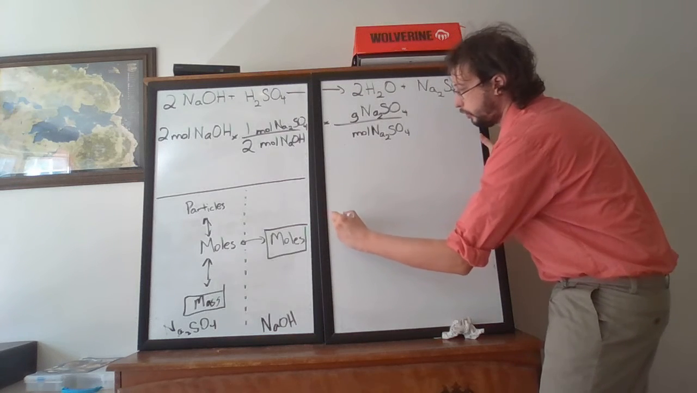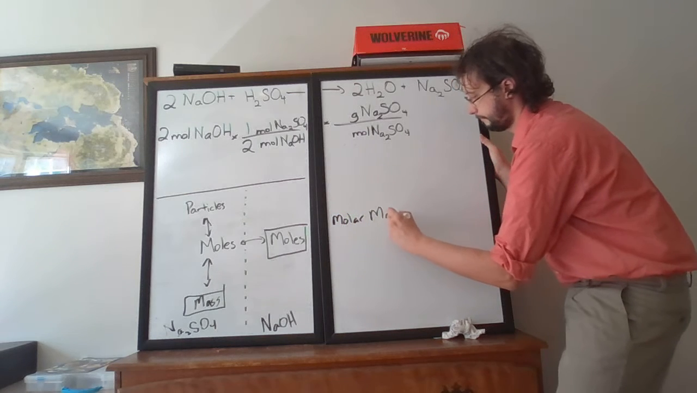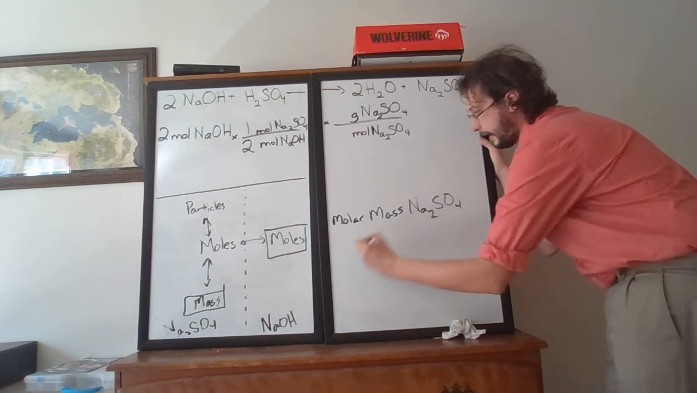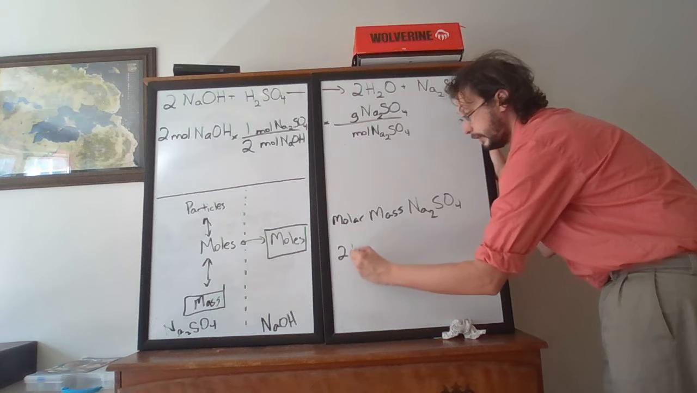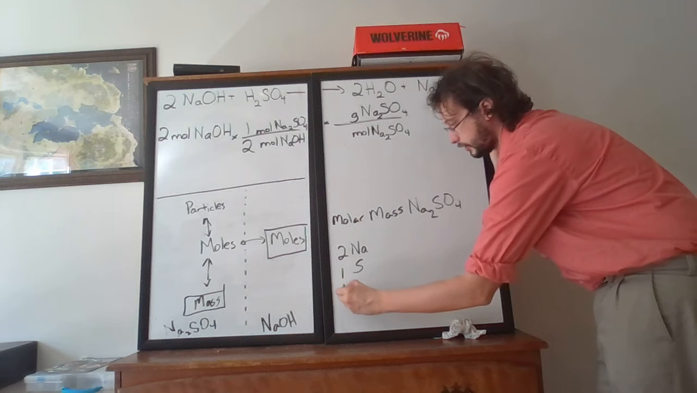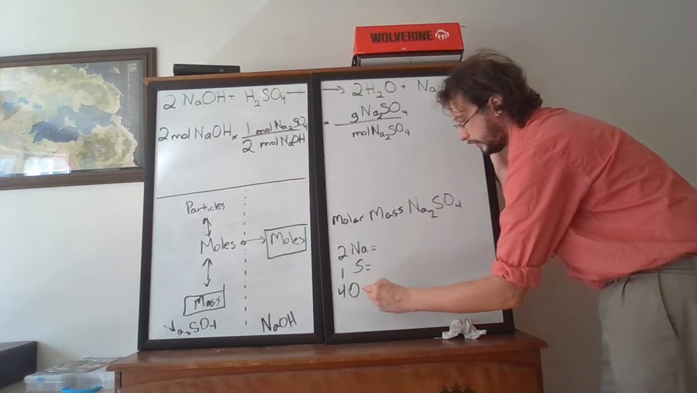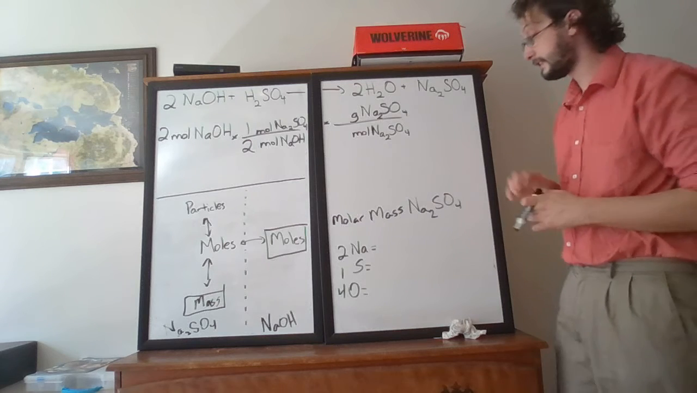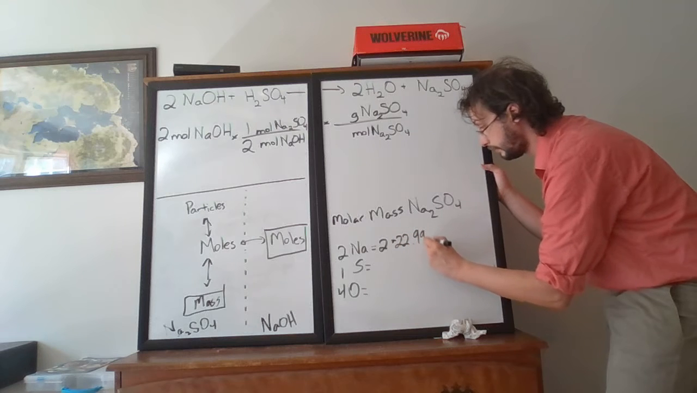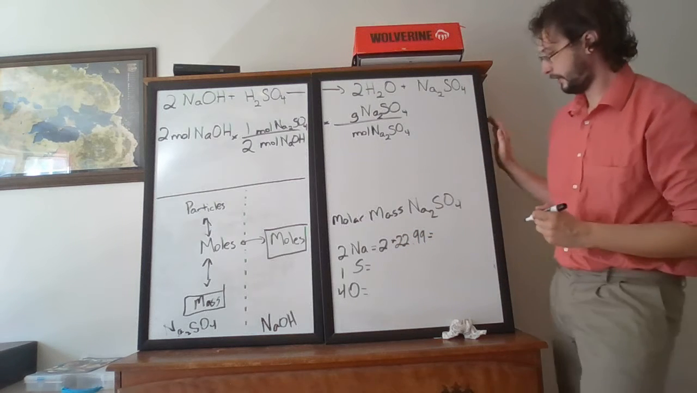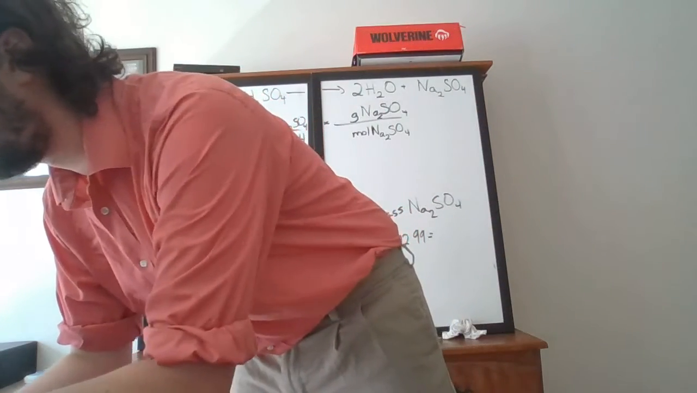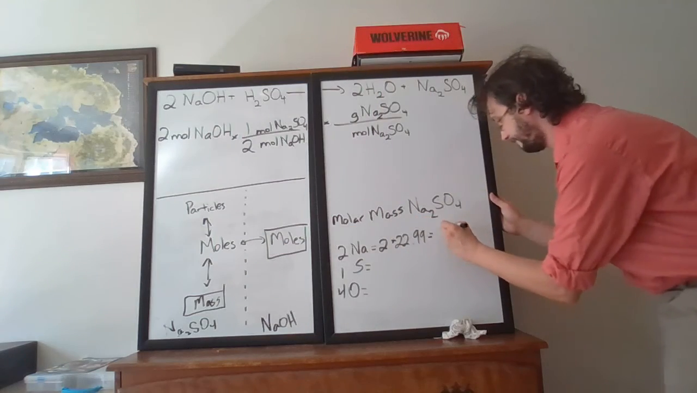All right. So, the molar mass of sodium sulfate: we need to find the mass of, we have 2 sodiums, 1 sulfur, and 4 oxygens. Again, you look at the periodic table to find out the masses of each of these. I believe sodium is 22.99. I believe that's 45.98 for the 2 sodiums. We will double check. 45.98.